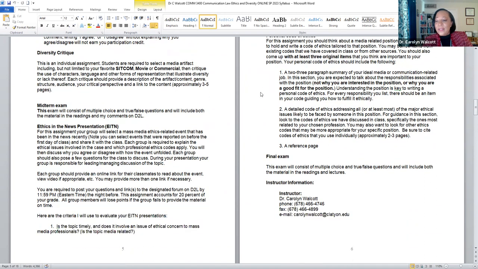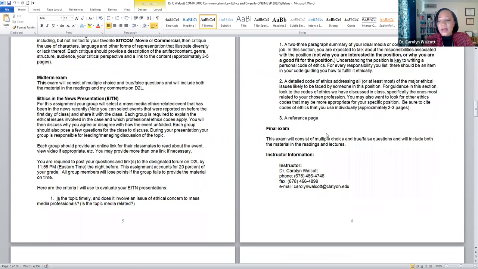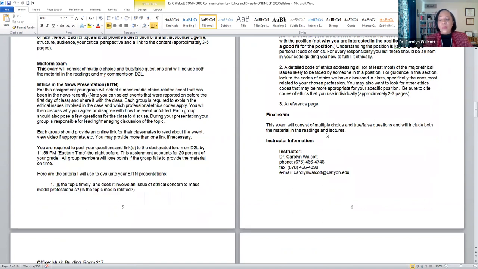So the detailed code of ethics, like I said, or at least most of them, should be addressed within the position that you're talking about. And of course, I will post, I think they're already posted, the ethical codes that are associated with everything. And finally, your reference page should be there.